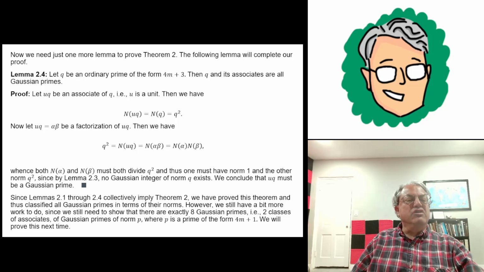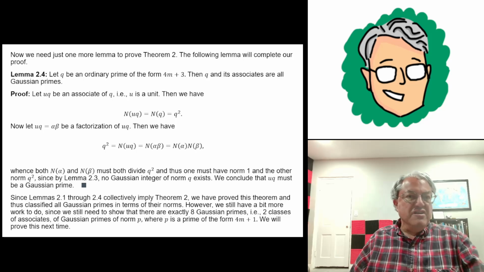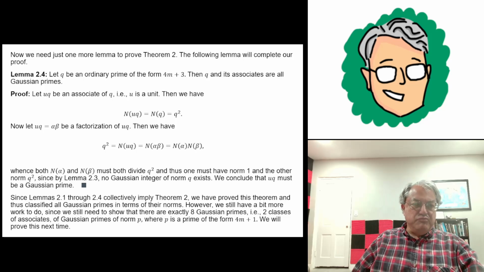Well, the norm of the product, the norm of UQ, so the norm of Q is Q squared. I mean, that's pretty easy to see. The norm of any positive integer n is n squared. Because remember, the norm is the thing times its complex conjugate. So if n is an ordinary integer, its complex conjugate is also n. So the norm is going to be n times n, which is n squared. So that's not saying a whole lot. That means the norm of Q in particular is Q squared.